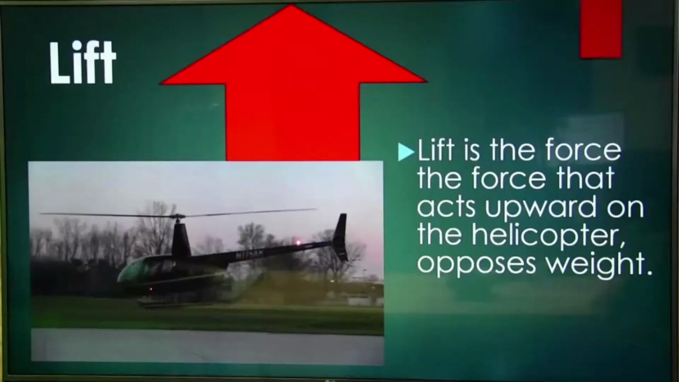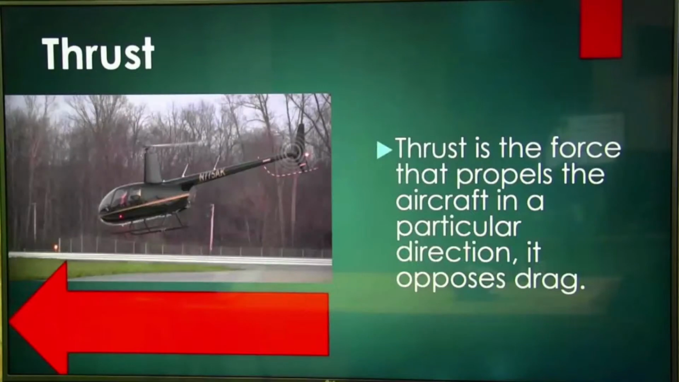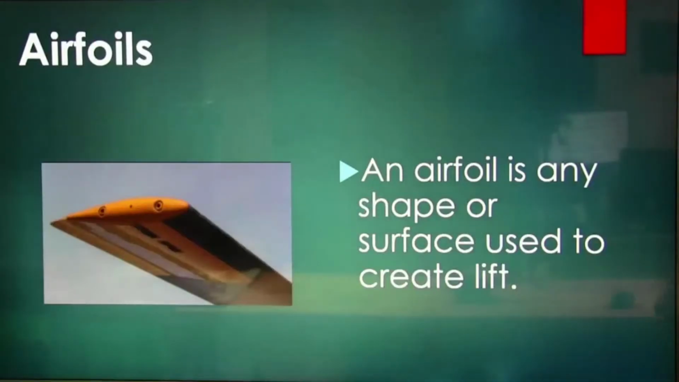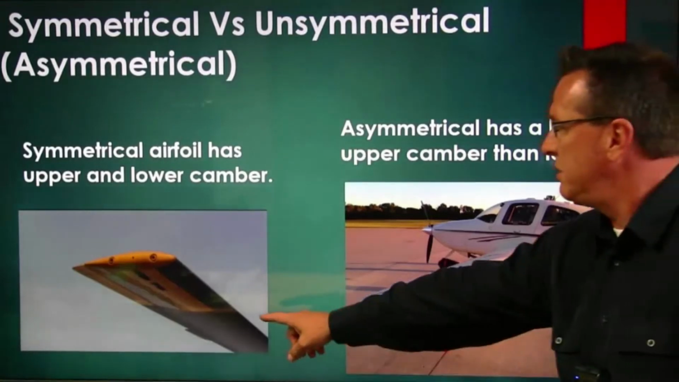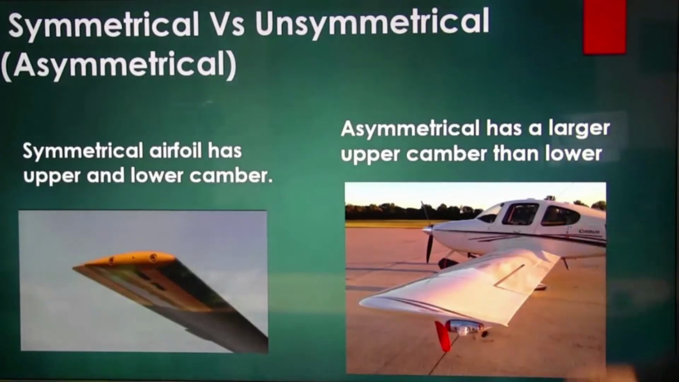Lift is the force that acts upward on the helicopter, opposes weight. Weight is the force of gravity that pulls down on the helicopter. It opposes lift. Thrust is the force that propels the aircraft in a particular direction. It opposes drag. Drag is the force that resists movement in any direction. It opposes thrust. An airfoil is any shape or surface used to create lift. Dave mentioned symmetrical and asymmetrical or unsymmetrical. Here's an example of a rotor blade, symmetrical, and an airplane wing for the asymmetrical.